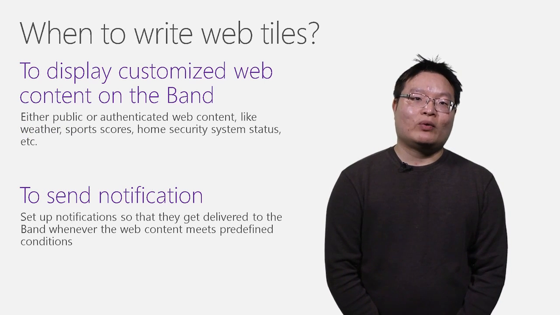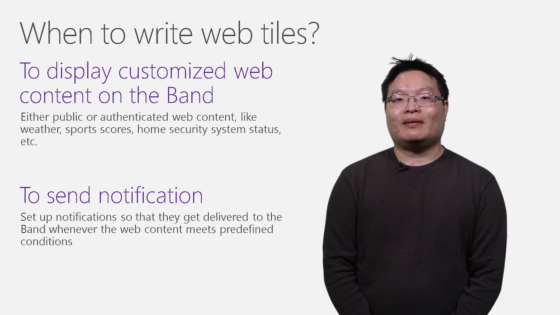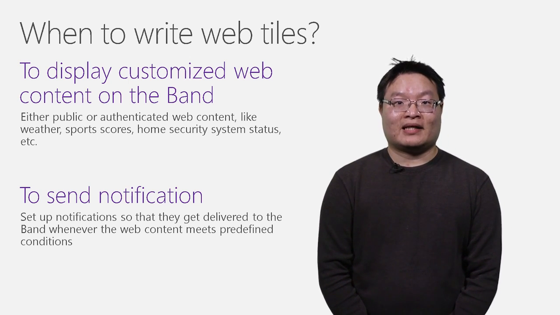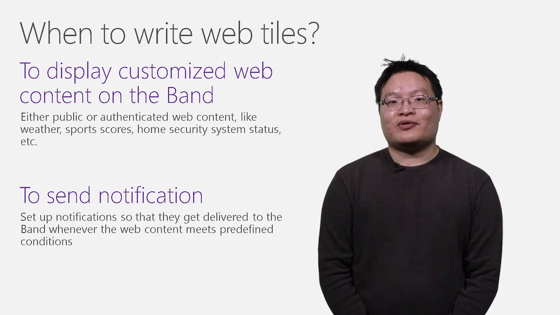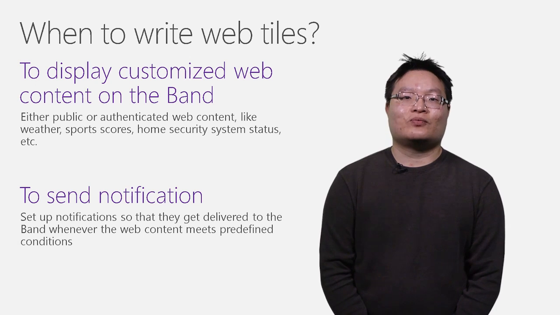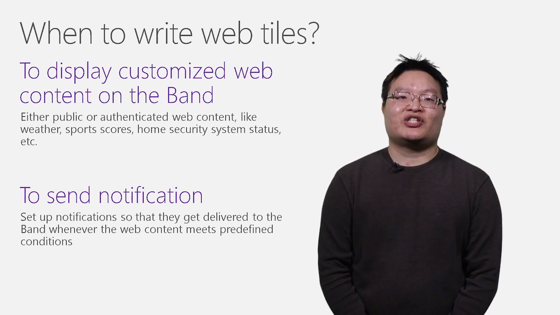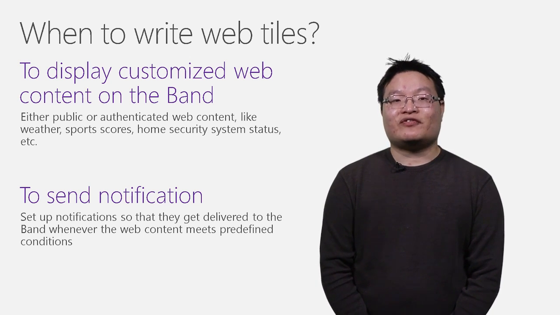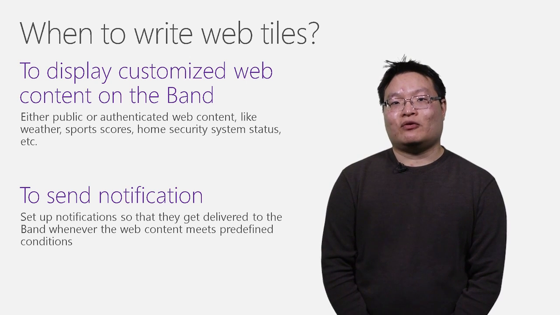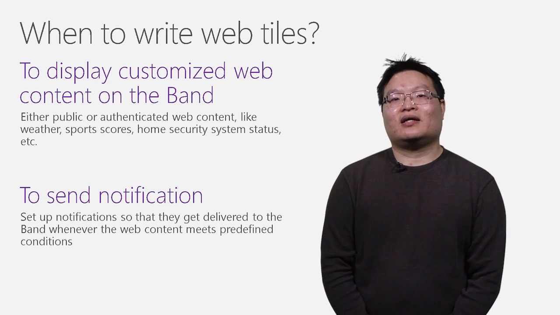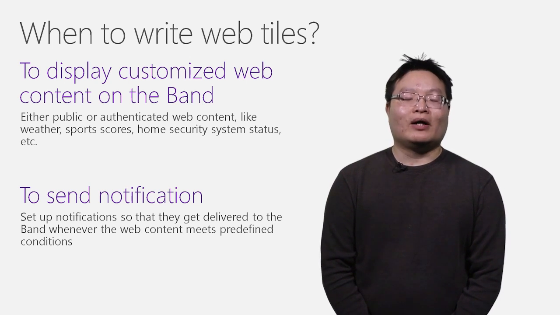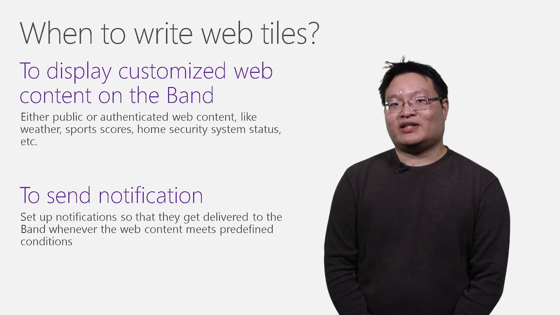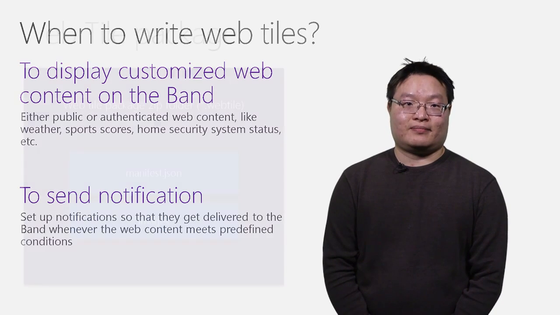WebTile works particularly well for displaying customized web-accessible content on your band. Examples are news, weather, sports scores, anything that comes with an RSS or Atom feed, or any online XML or JSON data source. Some web services return data in JSON format and can also be used as WebTile data sources. WebTile supports notification, so if a predefined condition is met, WebTile can buzz your band and bring your attention to events such as breaking news.